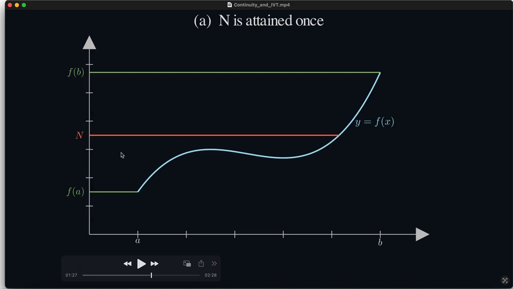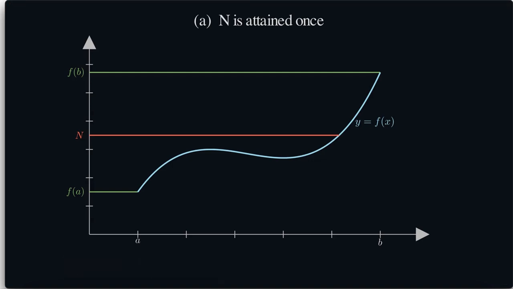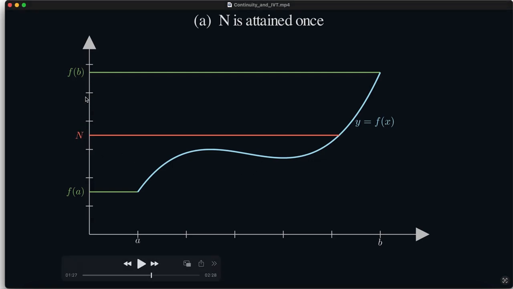So here the n is attained at least once. The theorem guarantees that the function will cross n at least once. Again, if I move n up and down here, the function has to cross every value. So you cannot jump over any value between f of a and f of b.